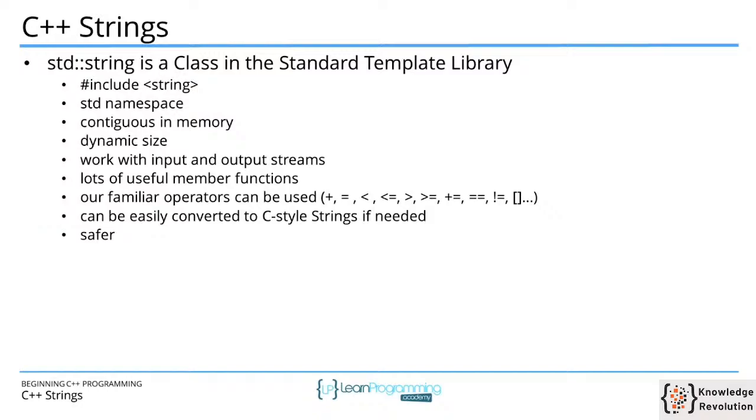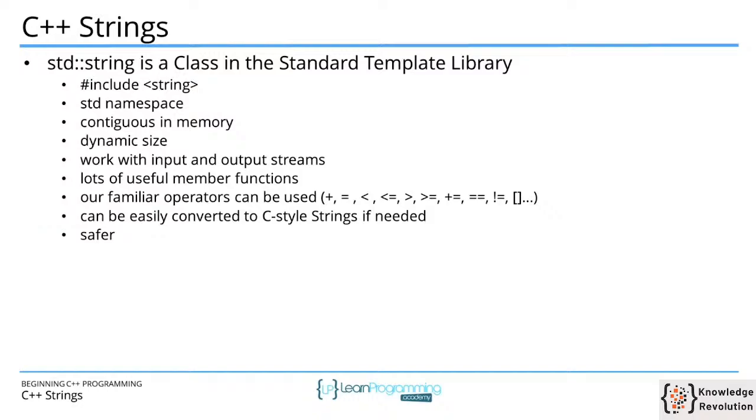In order to use C++ strings, you must include the string header file. Strings are in the standard namespace, so in order to use them without using namespace std, you must prefix them with std and the scope resolution operator. This is also true for the standard string methods that work with C++ strings.